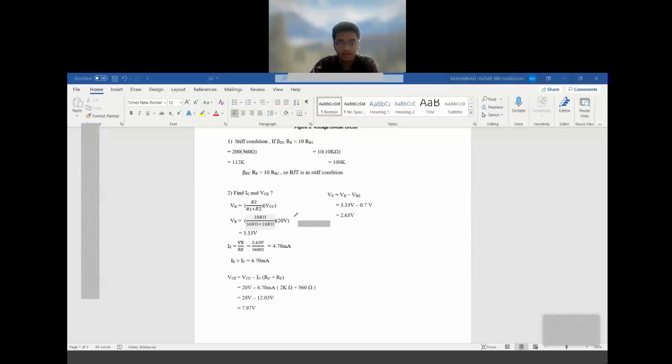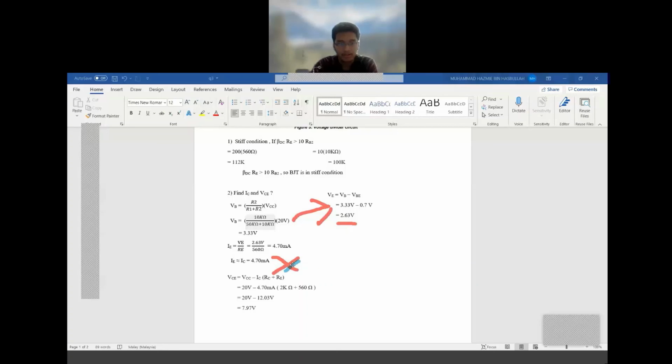After that, we continue to find VE. VE is equal to VB minus VBE. VBE is always 0.7 volt and VB is the value we just found. So 3.33 volt minus 0.7, we can get 2.63. And next, we find IE using the formula VE over RE, which is 2.63 volt divided by 560. So we can get 4.7 milliampere. We know that IE is equal to IC, which is 4.7 milliampere. So this is the answer for IC.